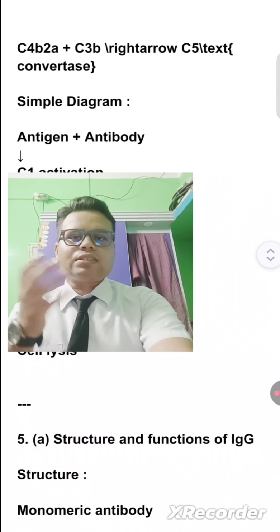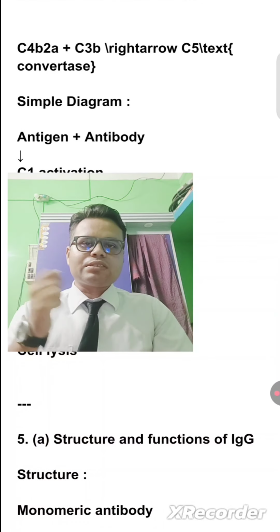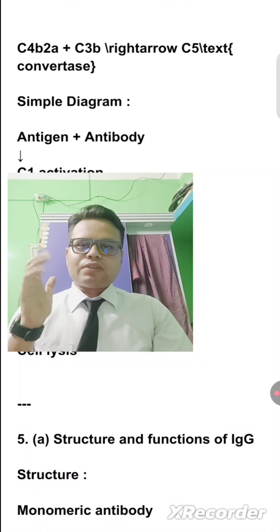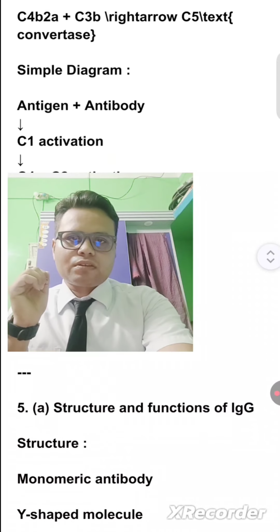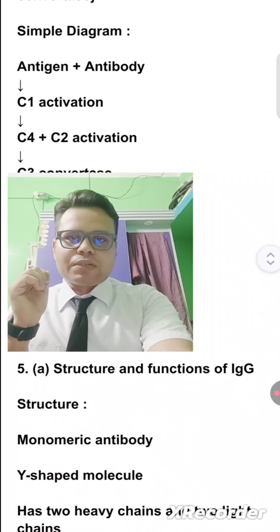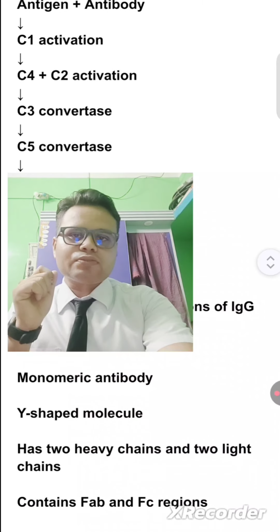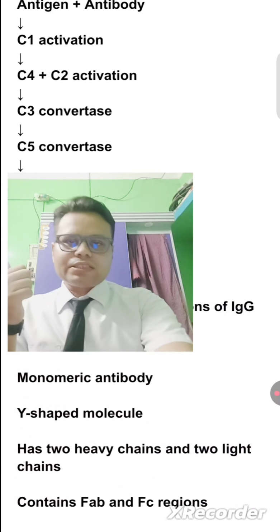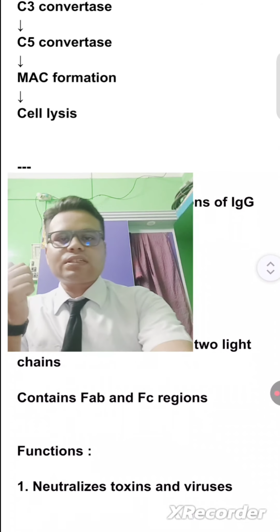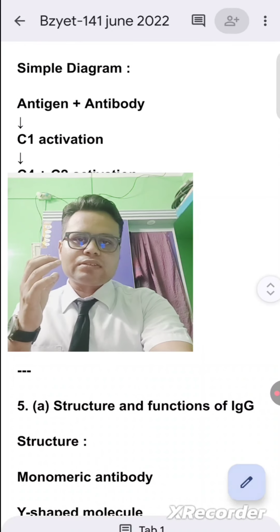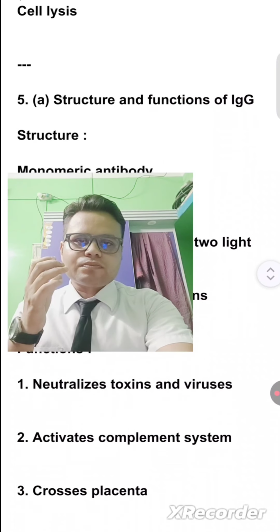After that, these are the reactions: C4B2A plus C3b, arrow, C5 convertase. Simple diagram: antigen plus antibody, C1 activation, C4 plus C2 activation, C3 convertase, C5 convertase, MAC formation and the cell lysis. This is the flow diagram. You can see that in a simple diagram.